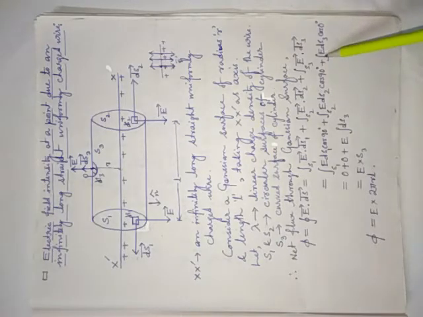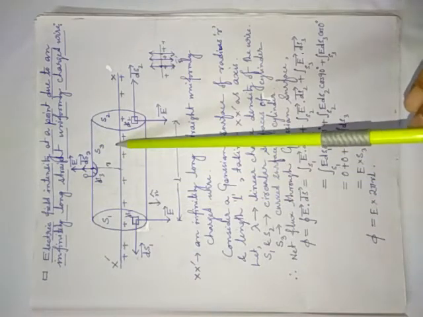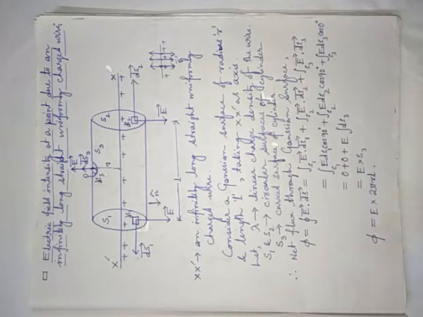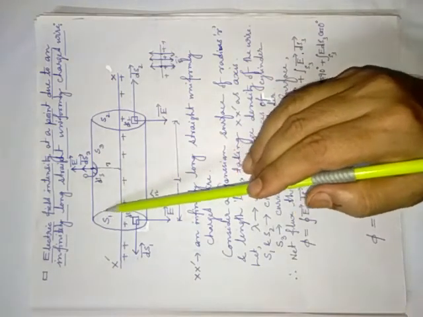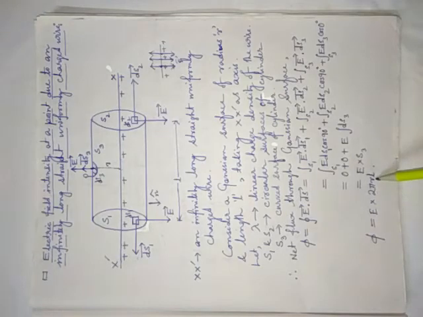Again, E is constant, that is why it will come out of the integration. Why constant? Because at every point on the Gaussian surface, the magnitude of the electric field intensity is constant. That is why it will come out from the integration, and the integration of dS3 means S3, and S3 means the area of the curved surface only, not the circular surfaces. That is 2 pi R L.